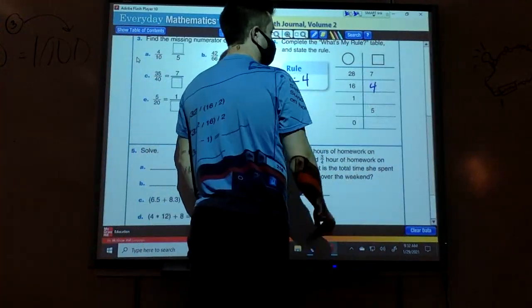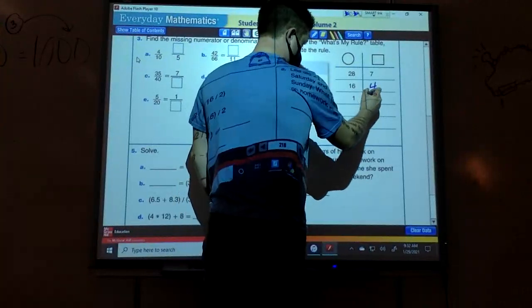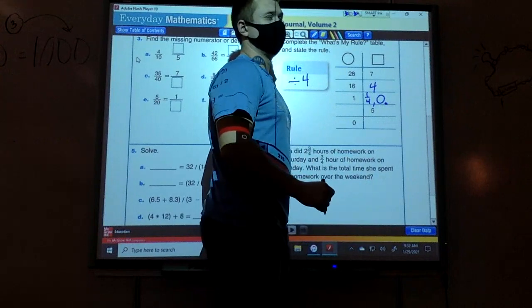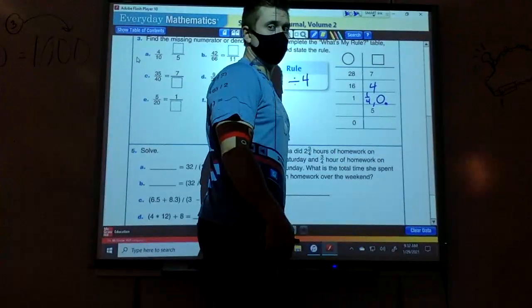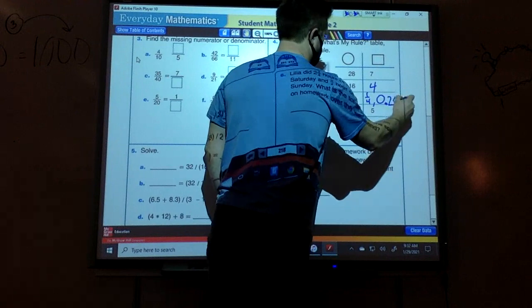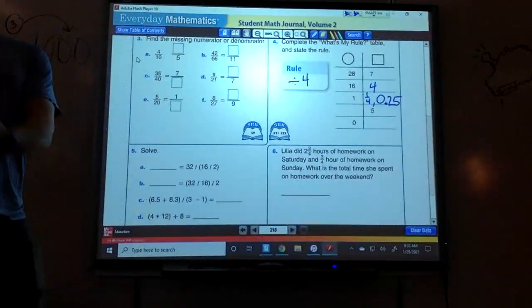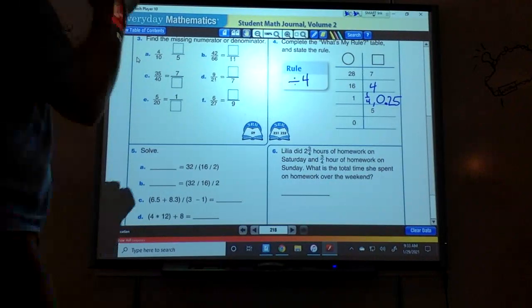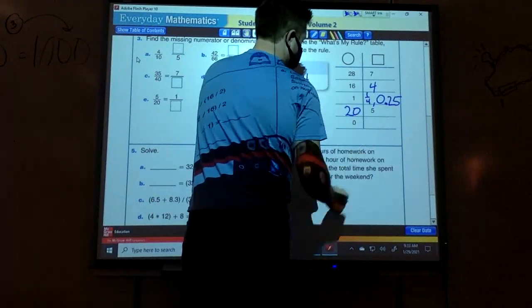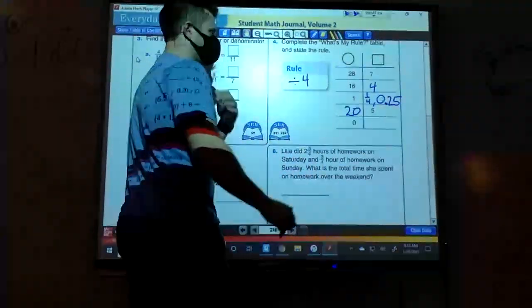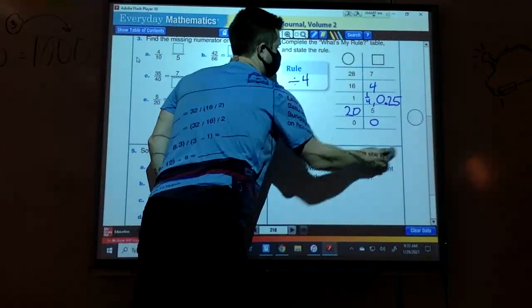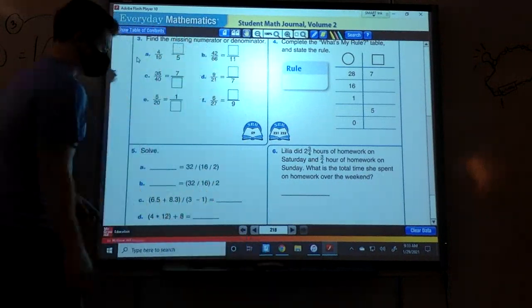16 divided by 4. 1 divided by 4. You can do a fourth, or we know that's what is a decimal. You have 1/4 out of $1. 0.25. Ah, nuts. They give us the out. We have to go backwards. So instead of dividing, we're going to multiply. 20. And 0 divided by anything is always 0.